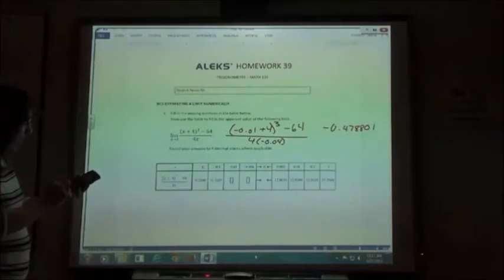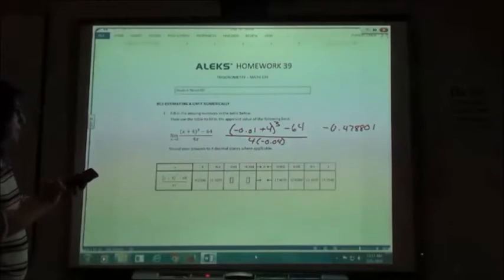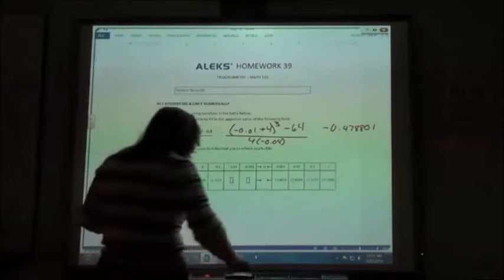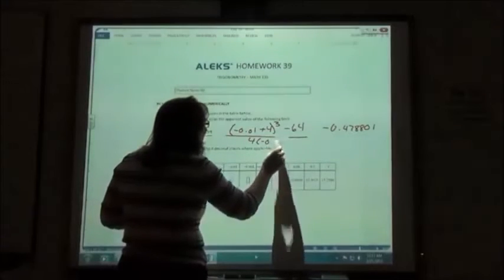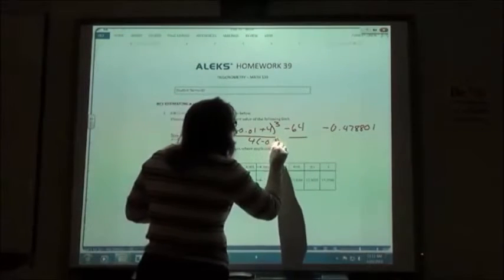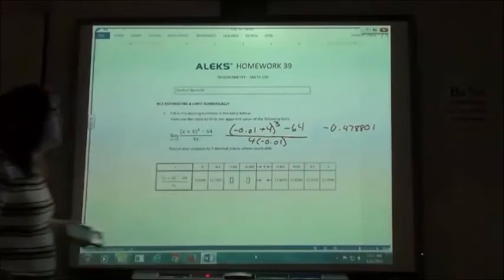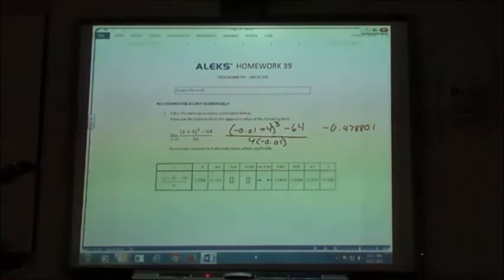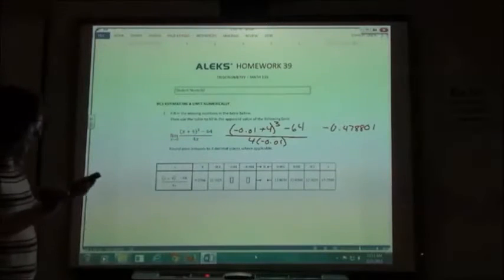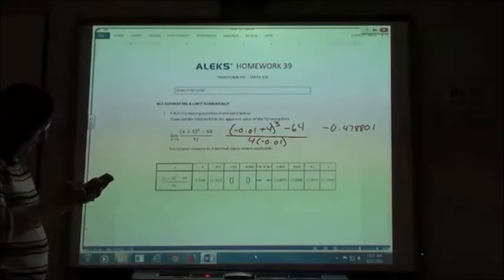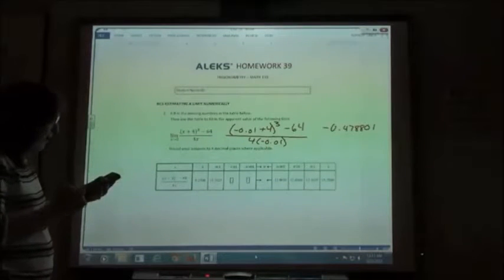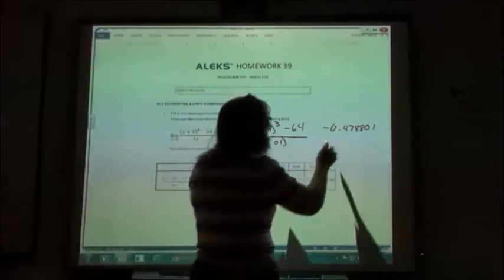On the bottom, 4 times negative, I put a 4 in there, that's not right. Let me fix that. We substituted in 0.01. That's what I should be doing. I already multiplied. So, fixing that, 4 times -0.01 gives me -0.04.